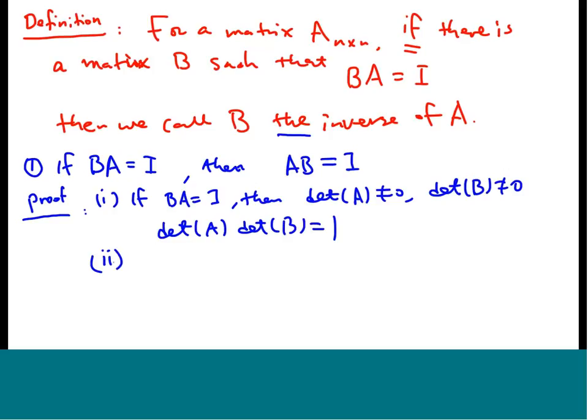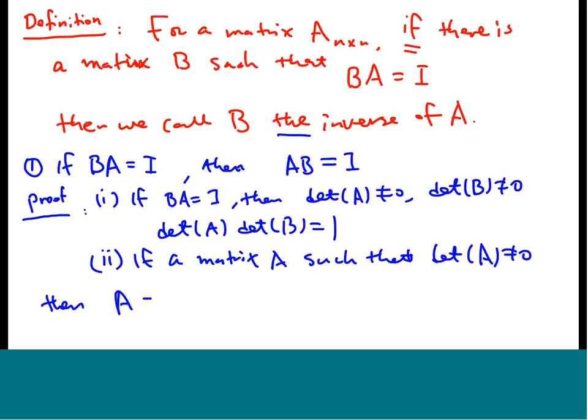The second step: if a matrix A satisfies that the determinant of A is not 0, then A can always be written as E1, E2, up to some En, where E1, E2, and so on are all elementary matrices.